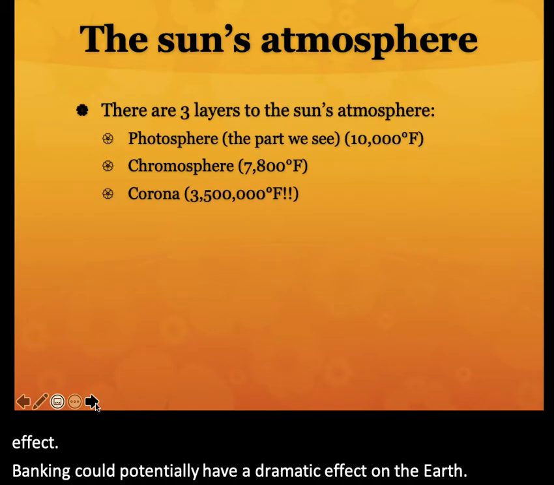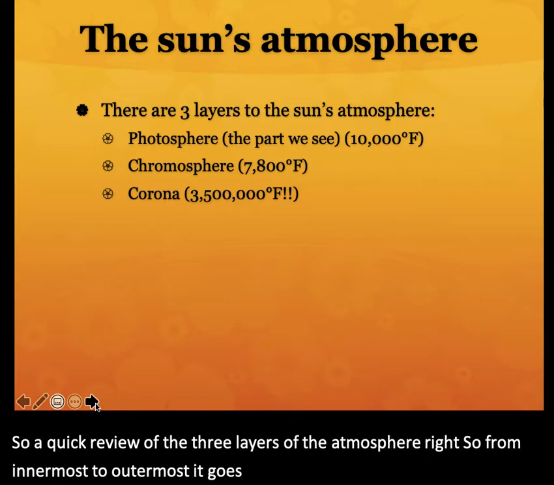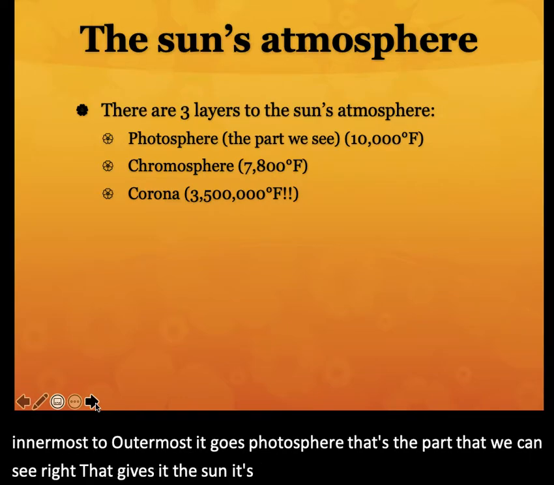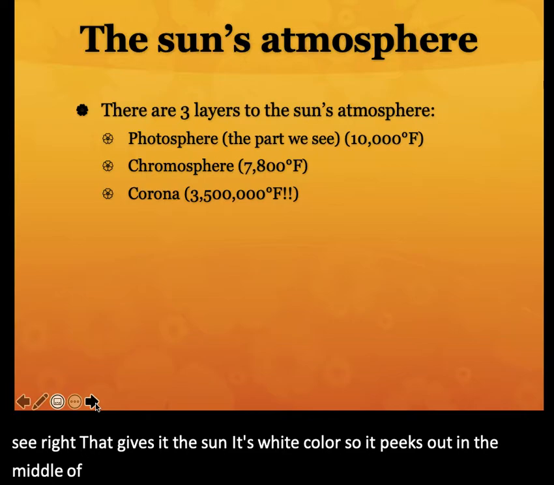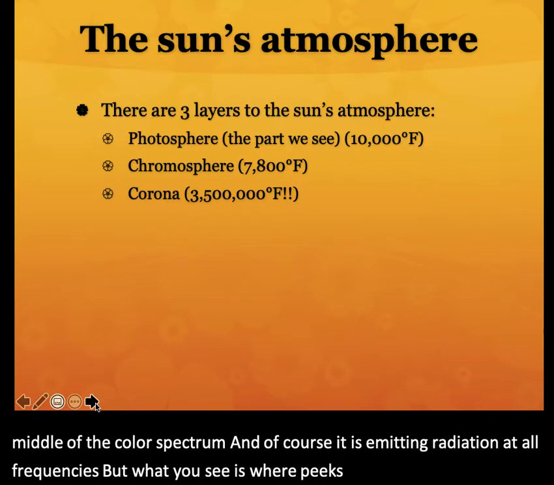So a quick review of the three layers of the sun's atmosphere, right? From innermost to outermost, it goes photosphere. That's the part that we can see, right? That gives the sun its white color, so it peaks out in the middle of the color spectrum. And of course, it is emitting radiation at all frequencies, but what you see is where it peaks out, which is visible light. And that's around 6,000 Kelvin.